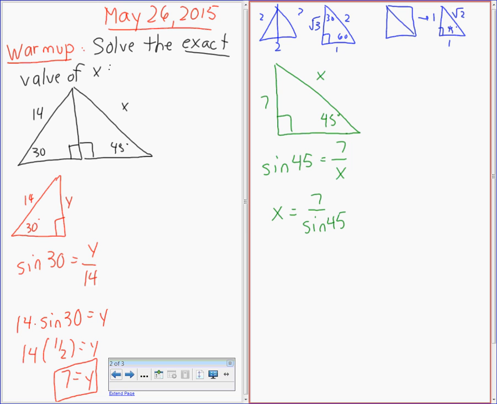Now, someone in this class, let's call him Owen, is going to tell me the answer is like 10.39492, and you'll get the answer x and 0. Okay, well, you'll get half marks for getting that far, but you'll lose it. So what should I do instead? What's sine 45 equal to?